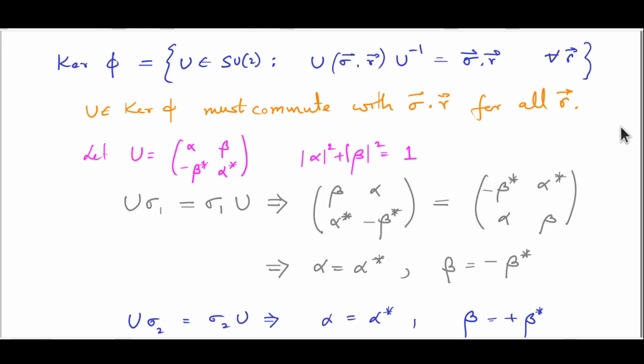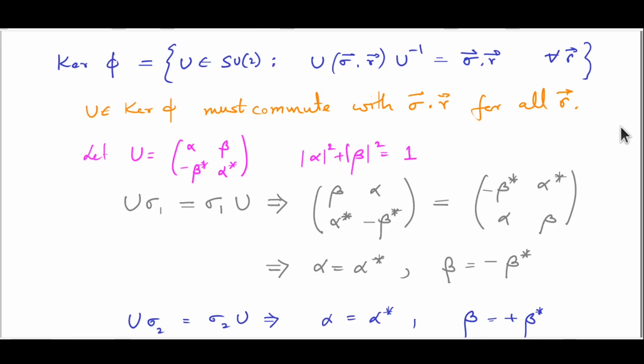Now u commutes with sigma dot r for all r. That means u commutes with sigma dot r for the case where r is (1, 0, 0). That is, sigma dot r is simply sigma 1. Indeed, it is easy to see that the statement that u commutes with sigma dot r for all r is equivalent to the statement that u commutes with sigma 1, sigma 2 and sigma 3. So just by imposing u sigma 1 equals sigma 1 u, it's pretty straightforward to do the multiplication. Sigma 1, after all, is a very simple matrix.